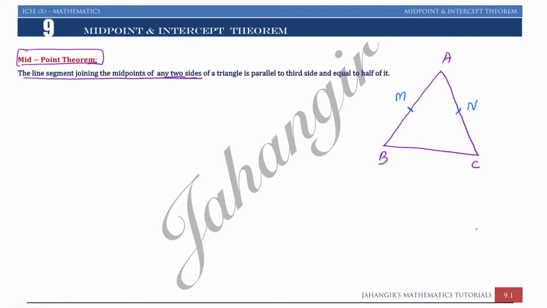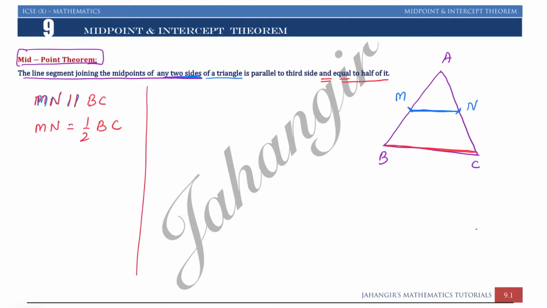So what they say is, the line segment joining the midpoints of any two sides of a triangle, say AB and AC, is MN. So we can say MN, the line segment joining the midpoints of two sides of a triangle, is parallel to the third side. Here the third side is BC, because two sides we have already taken as AB and AC. So MN is parallel to BC and MN is equal to half of it. We have to prove MN is equal to half of BC.